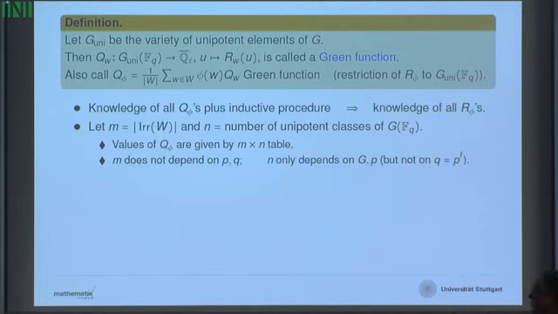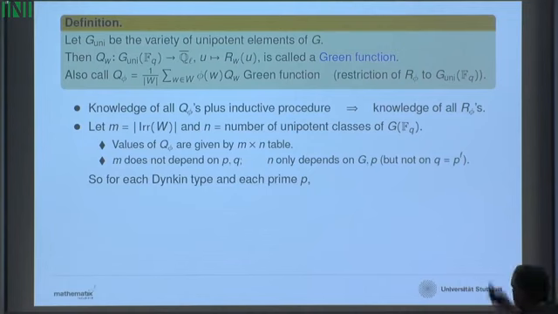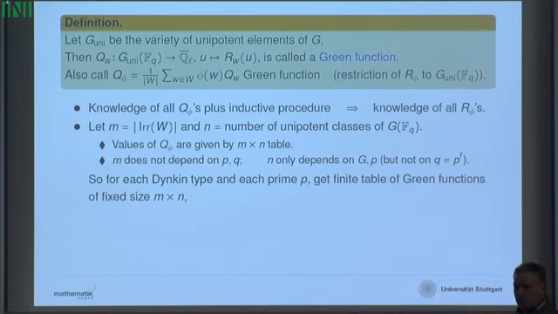Now, of course, m, the number of irreducible characters of W, doesn't depend on anything, just on the group. And n, the number of unipotent classes, only depends on the group and the characteristic we are in, but not on the actual power of q. For example, for each Dynkin type, that means for each type of group and a prime, we want to compute this finite table of green functions of size m times n. For each type of group, we have this problem. The size is fixed, but of course the values depend on which power of p you take in the end.